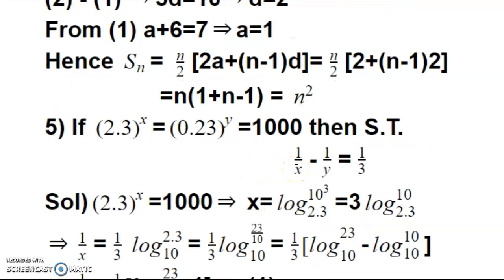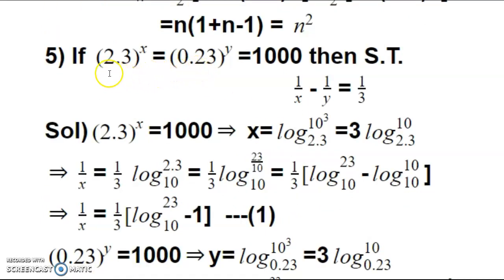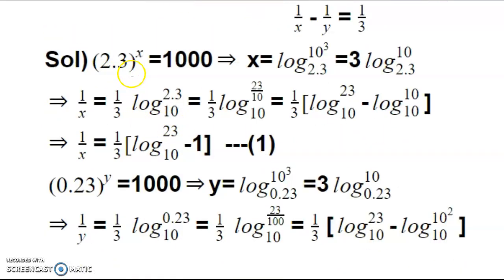Now let us go for the last question. If 2.3 power x is equal to 0.23 power y is equal to 1000, then show that 1 by x minus 1 by y is equal to 1 by 3. 2.3 power x is equal to 1000 implies x is equal to log of 1000 base 2.3.